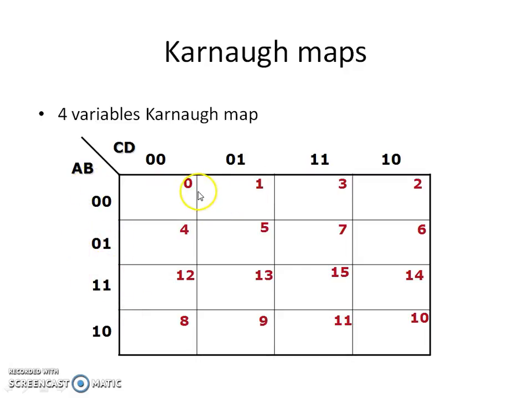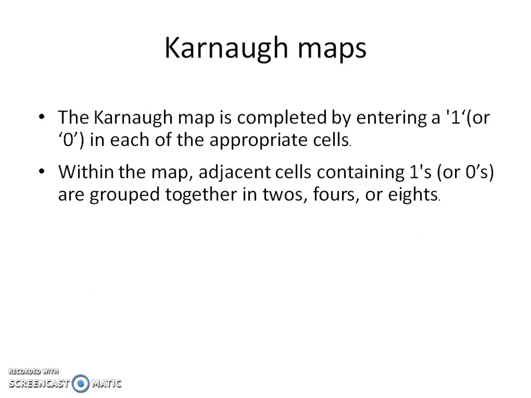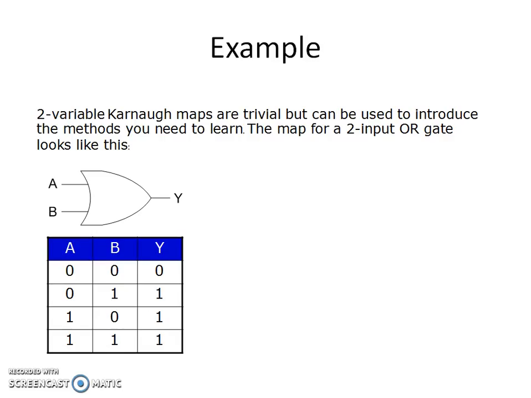The corresponding indices are 0 1 2 3 4 5 6 7. Next, 8 is in the last row: 8 9 10 11 12 13 14 and 15. Then we can group these values that are shown in the truth table. We map those values into the K-map and group those values.